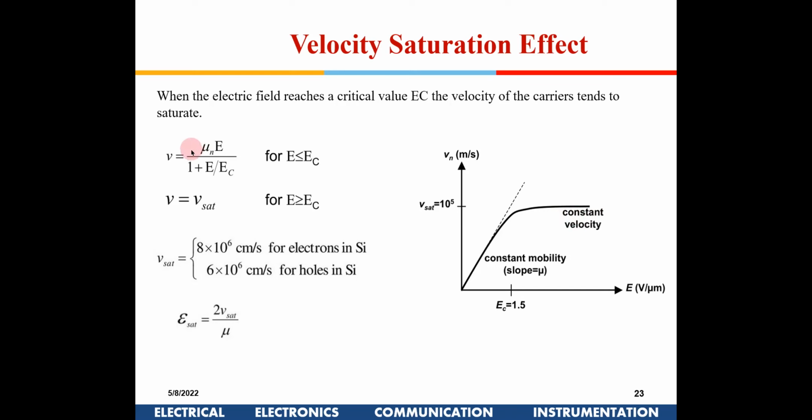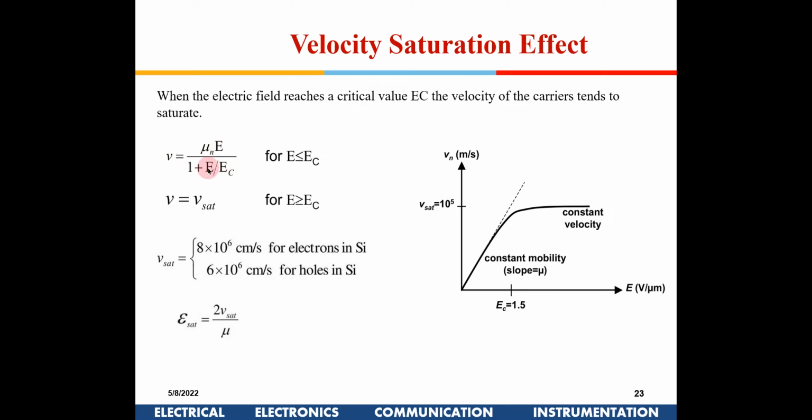Hence the equation for the velocity now gets modified to mu n E divided by 1 plus E by Ec. Okay, E was the electric field, mu n was the mobility here. Initially we had v is equal to mu E. Now it gets modified to mu E divided by 1 plus E divided by Ec.